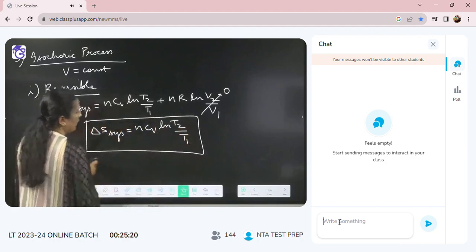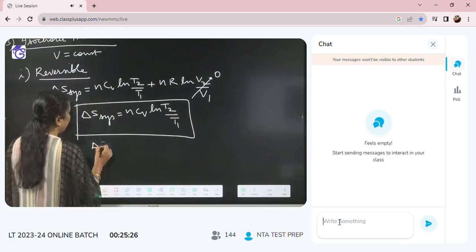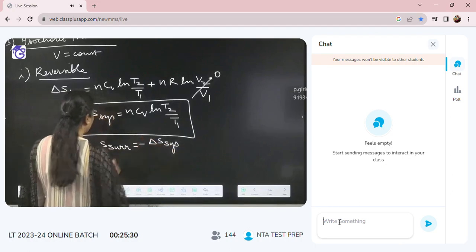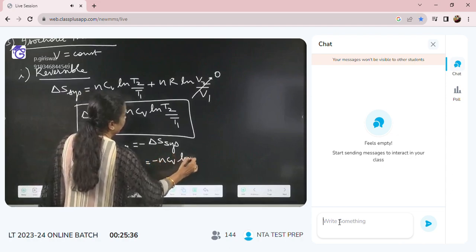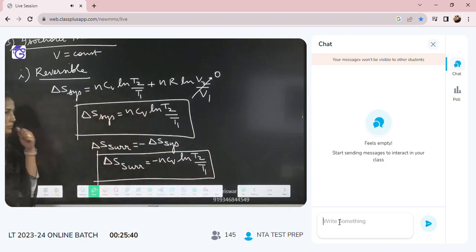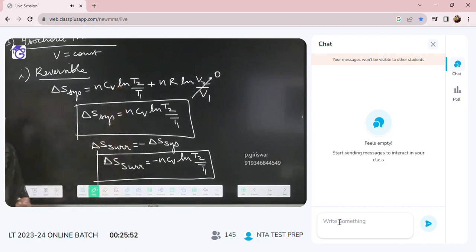And delta S surrounding will then be minus of this delta S system. It is only possible for a reversible process. So delta S surrounding will be minus NCV ln T2 upon T1. Finish writing this, then we'll proceed for the irreversible.